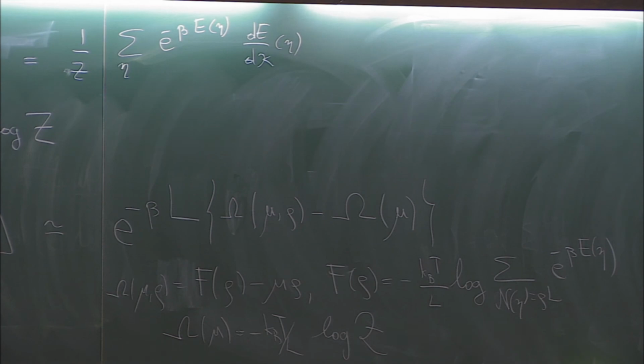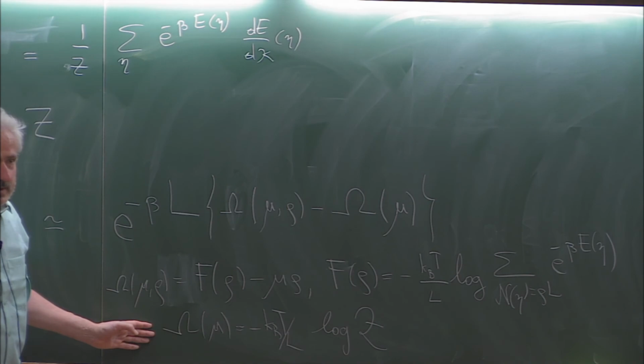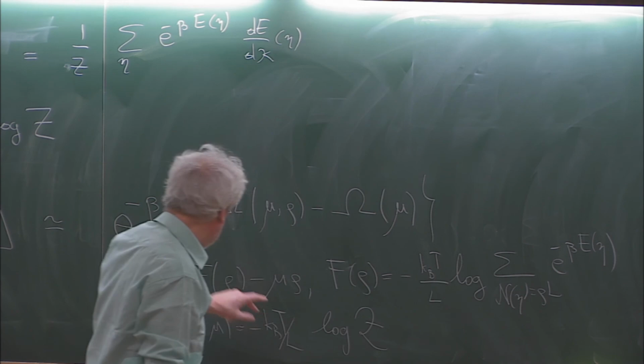Why is it so important? Because of what I already said: you get a probability of a large fluctuation expressed in terms of free energies. And what are the free energies? First of all, omega mu is the grand canonical free energy. Sorry? Densities, yes. So I have to divide by L everywhere. So they are densities, of course.